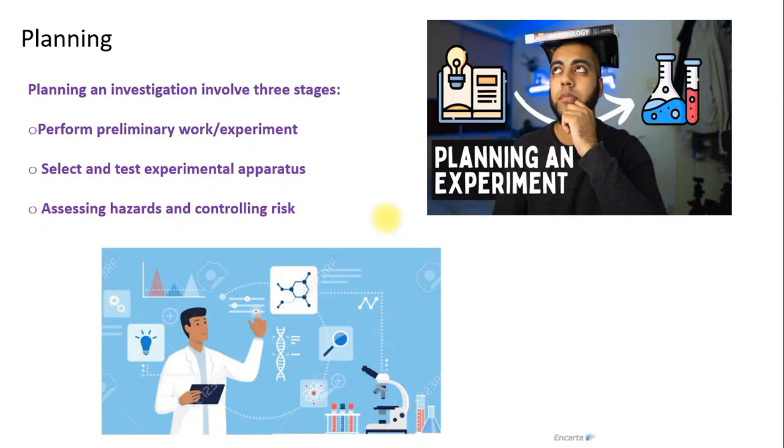Planning. This is another stage in science investigation. Planning involves 3 steps. One of it is to perform a preliminary work or experiment. Another is to select and test experimental equipment or apparatus. Next is to assess hazards and then decide how you can control the risk involved. Let's take these steps one by one.